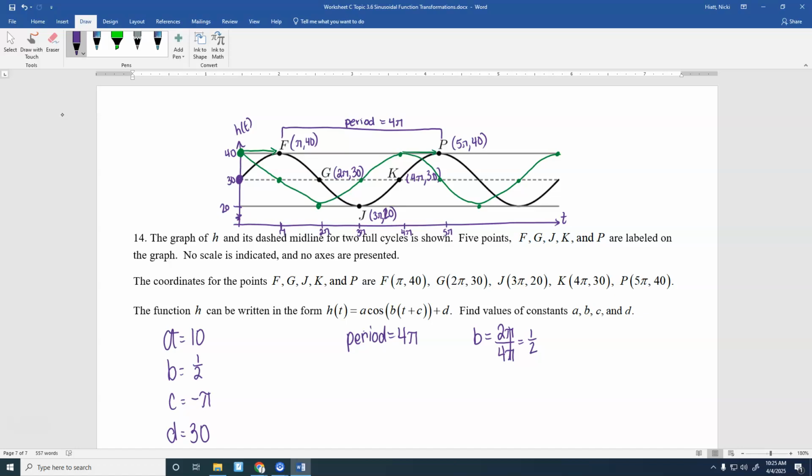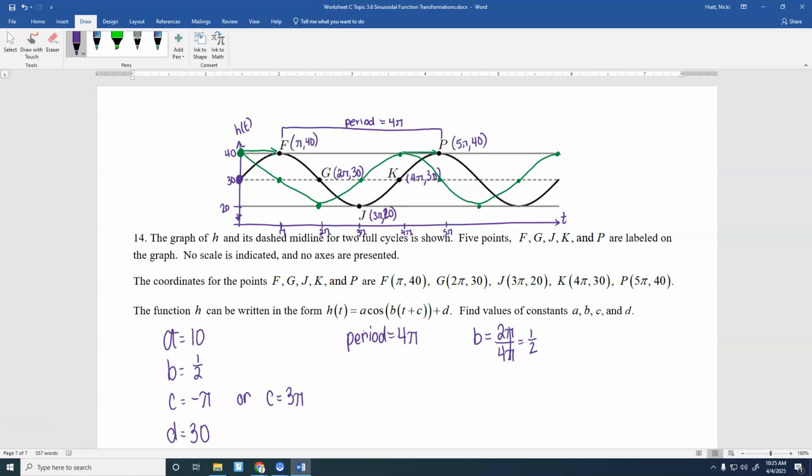Okay. It would also be acceptable to make C positive 3 pi, but don't put both. Just know it's possible, right? So put one or the other. Don't put two answers for that. Okay, questions?